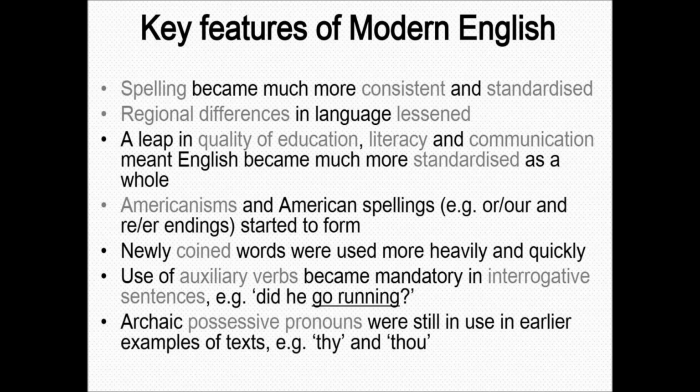Americanisms and American spellings, as for example or, our, and re and er endings, started to form. Newly coined words were used more heavily and quickly. Use of auxiliary verbs became mandatory in interrogative sentences, as for example, did he go running? Archaic possessive pronouns were still in use in earlier examples of texts, as for example, thy and thou.